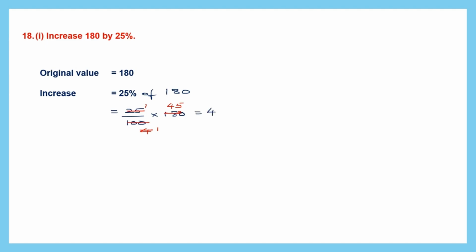Okay, so now the new value. This is the original value and the increase is 45. So the new value will be the original value, which is 180, plus the increase, which is 45. So 180 plus 45 is 225. So this is the new value when we increase 180 by 25%.